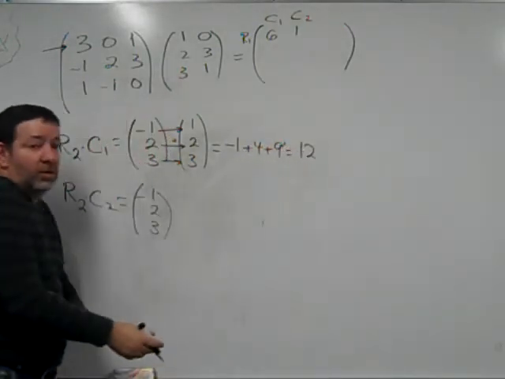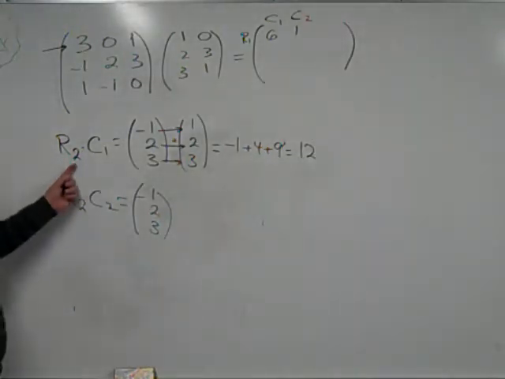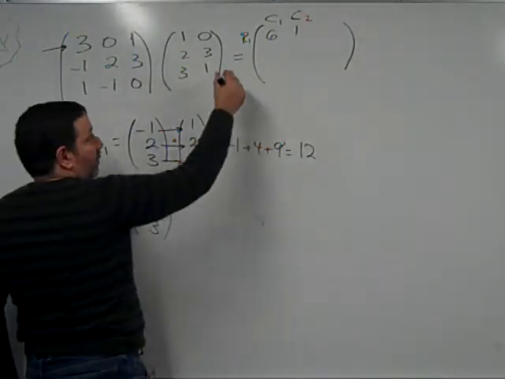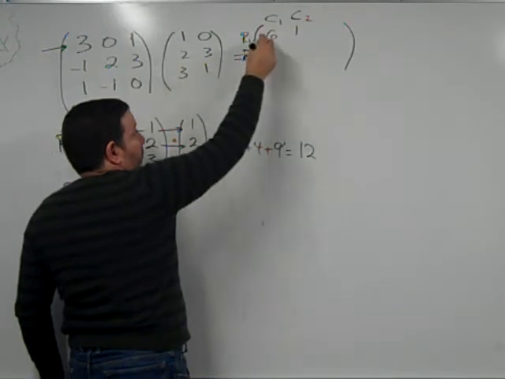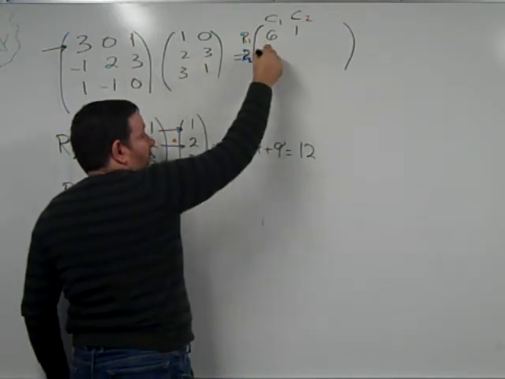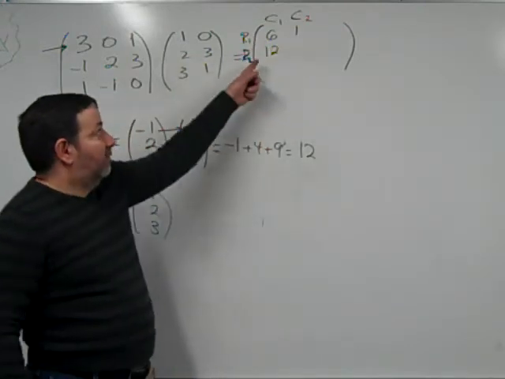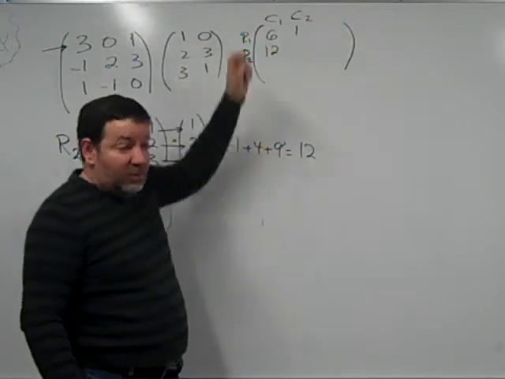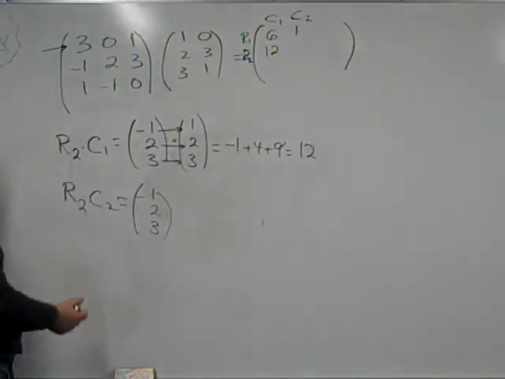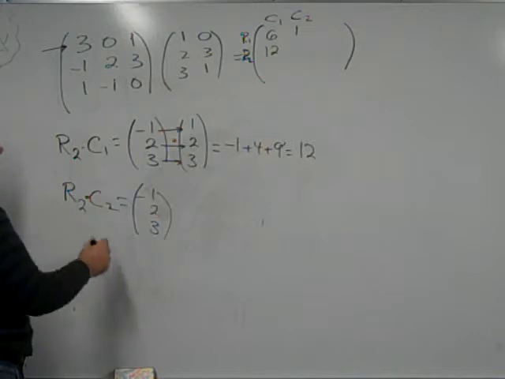Which is 12. Where do I put the 12? In row 2, column 1. Okay, so it is row 2, column 1, right here. Row 2, column 1.